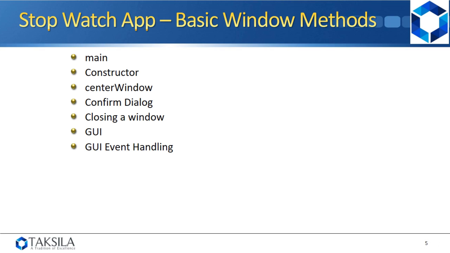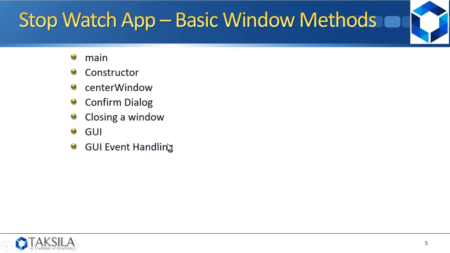Now first let's take a look at the stopwatch application. Let's cover the basic window methods. We will cover GUI and GUI event handling in our next session. The stopwatch basic application, and for that matter all these window applications, would have a main method, a constructor, a method to center the window, a confirm dialog to close the window, and then the closing window. These are going to be common for all of these applications.